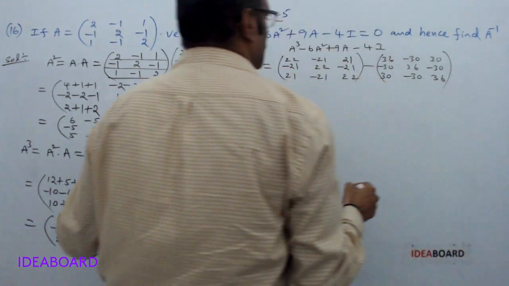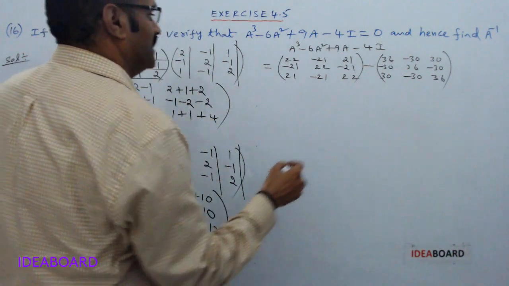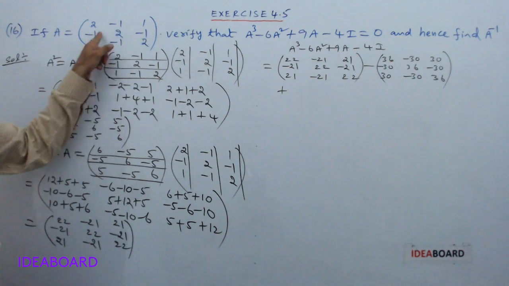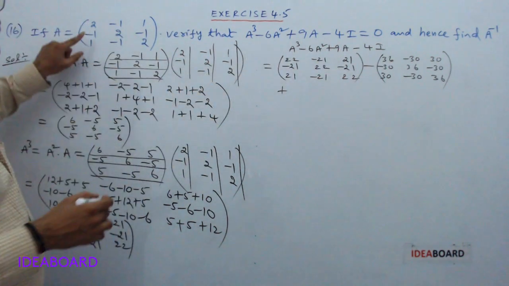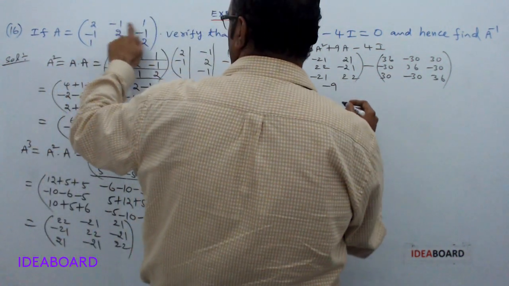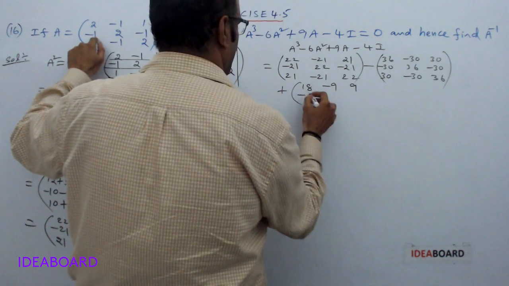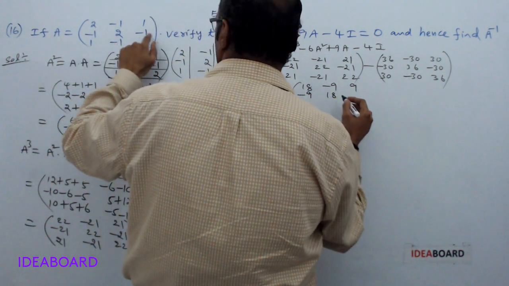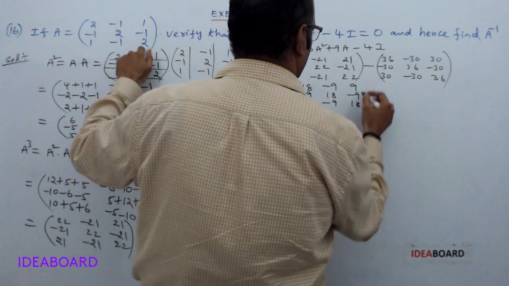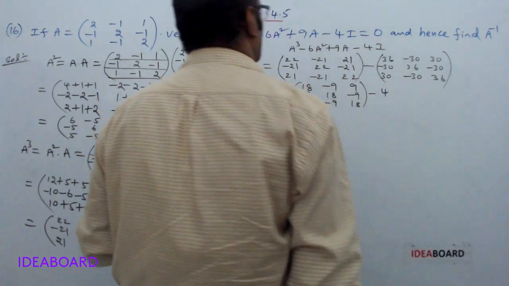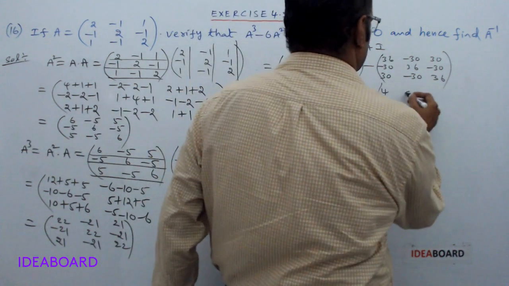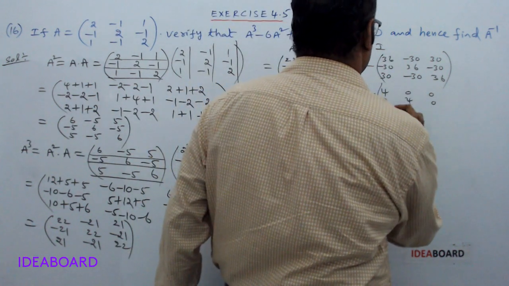Plus 9A, plus 9 into A. Multiply each and every element of A by 9. Then we get 9 into 2 is 18, 9 into minus 1 is minus 9, 9 minus 9, 18 minus 9, 9 minus 9, 18. Minus 4 into identity matrix: 4 0 0, 0 4 0, 0 0 4.